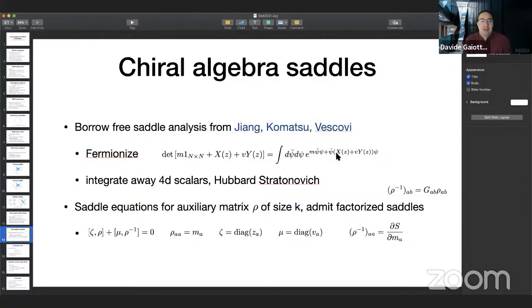And then their idea is to use the Hubbard-Stratonovich transformation, where you introduce some extra auxiliary fields, a matrix of size K of bosons, which integrate in a way to make the path integral of the fermions Gaussian. And then you integrate away the fermions, and you end up with just an effective action for this auxiliary field rho. So an effective action for a K by K bosonic matrix rho.